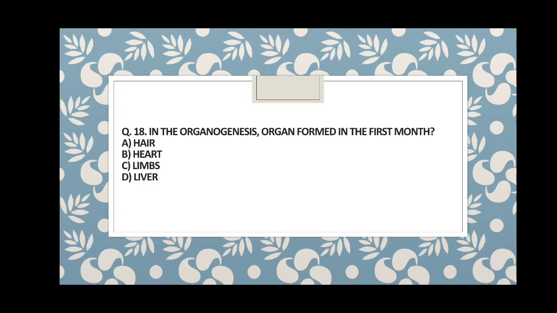So guys, study organogenesis very well, because most of the time 2-3 questions are asked in examinations like CSIR and MSc entrances. So guys, it's very important, and you have to know in which trimester which organs are going to be formed in the fetus. So guys, A is hair, B is heart, C is limbs, and D is liver. The correct answer is B, that is heart.